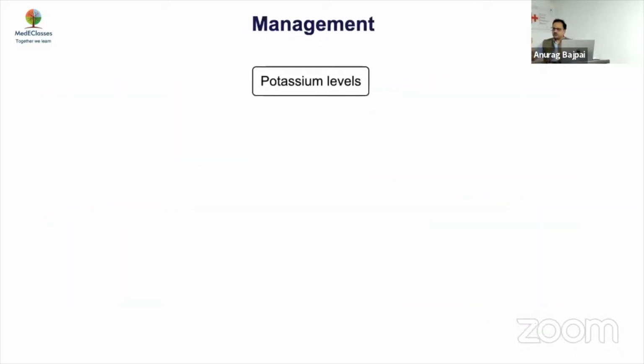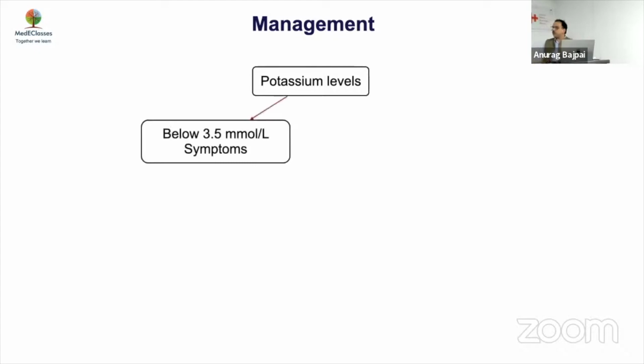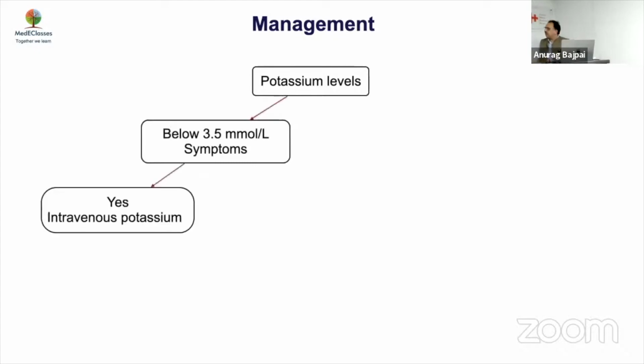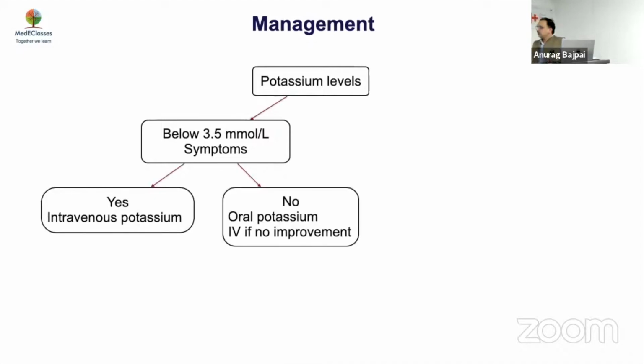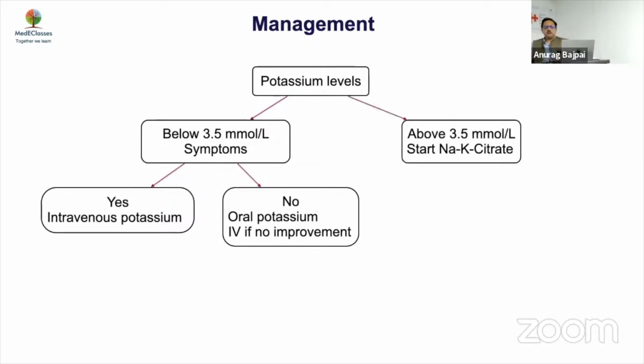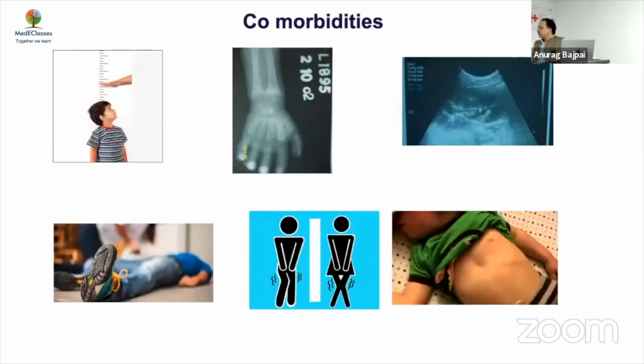Now, one question which often comes up is, if you have hypokalemia at diagnosis and you're giving acidosis correction, we know that once you correct acidosis, potassium will go into the cells. So what should we do? If your potassium is below 3.5 and symptoms are there, you have to give intravenous potassium in that setting. If there are no symptoms, give oral potassium, and if there is no improvement, give IV. If potassium is above 3.5, start with sodium potassium citrate right away.